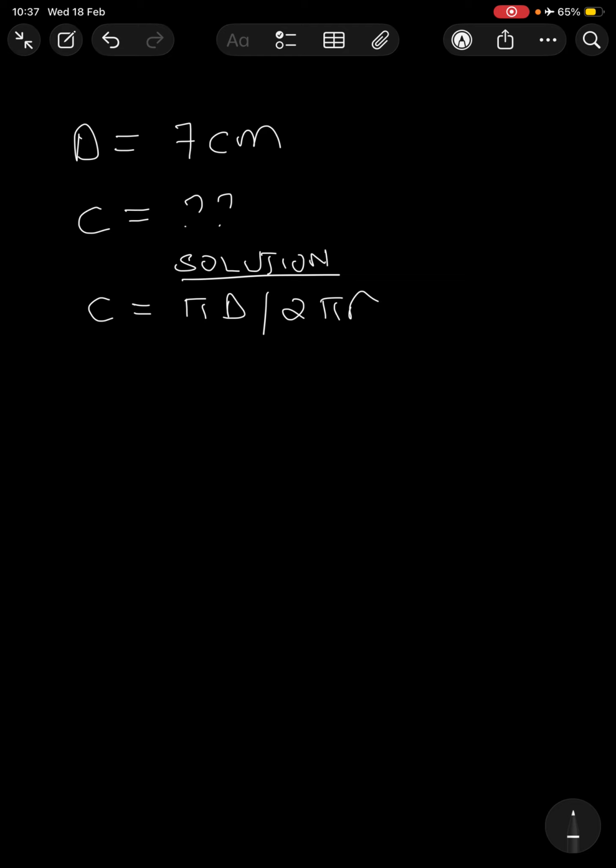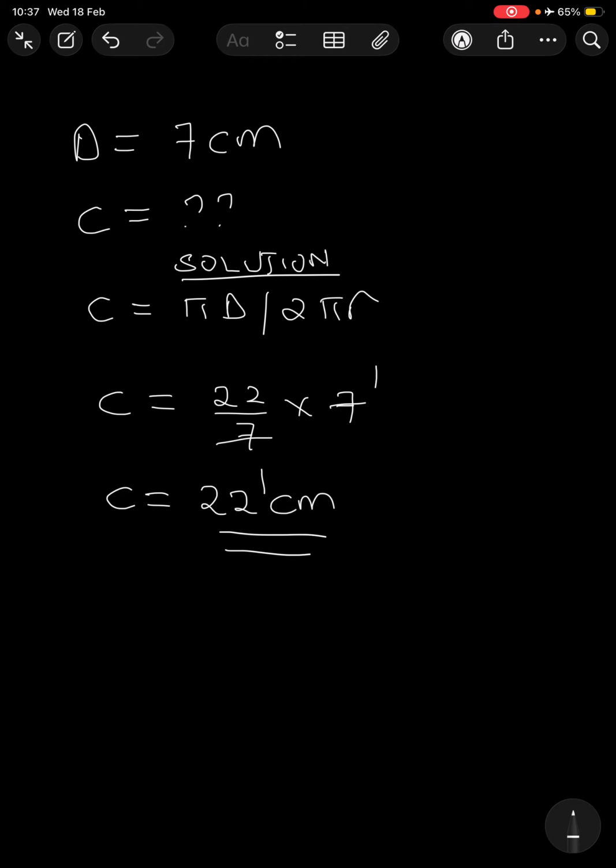So we have our diameter, which is 7. So C is equal to 22/7 times diameter, which is 7. Use your calculator, or you can simplify by 7/1 by 7/1. So circumference is 22 centimeters.